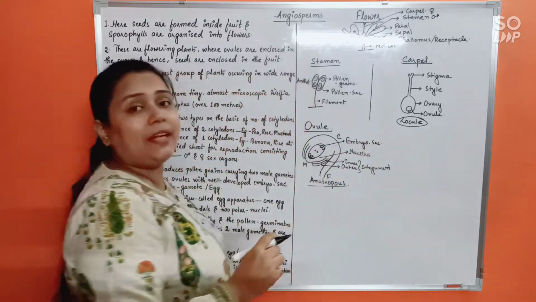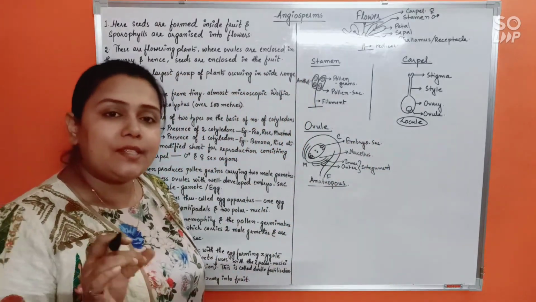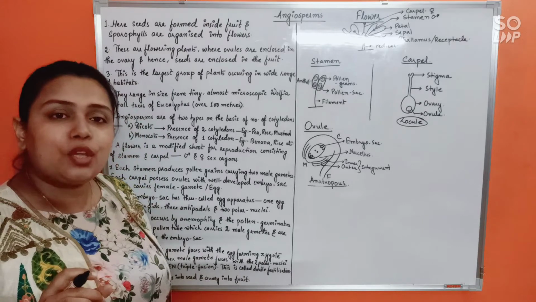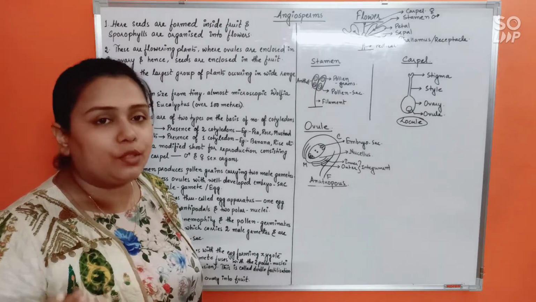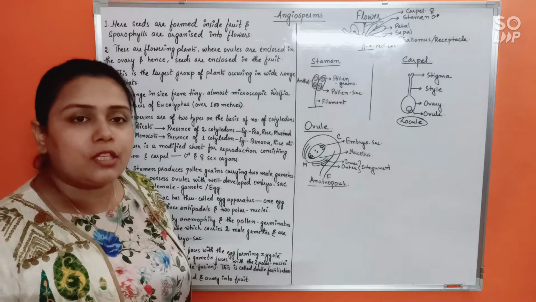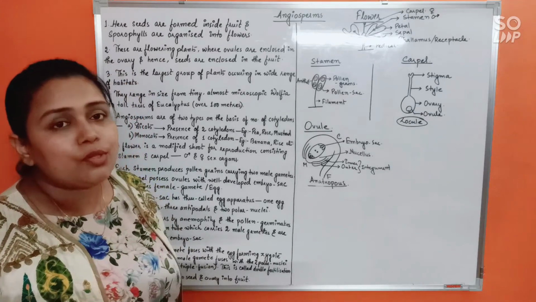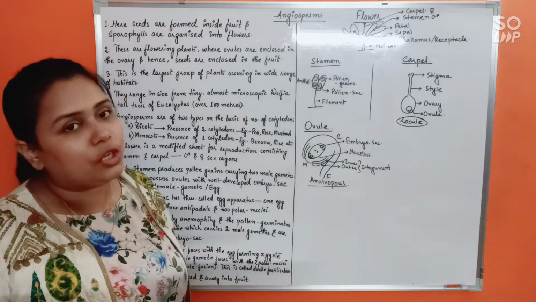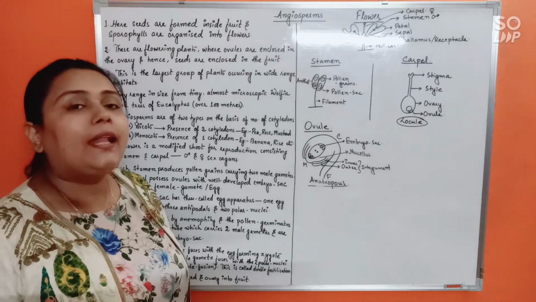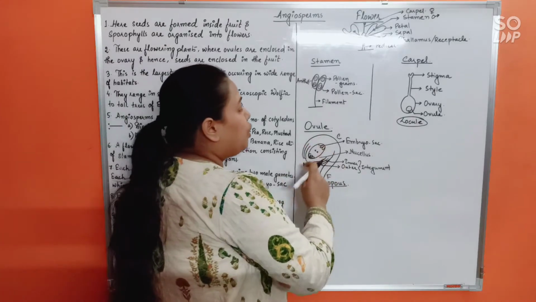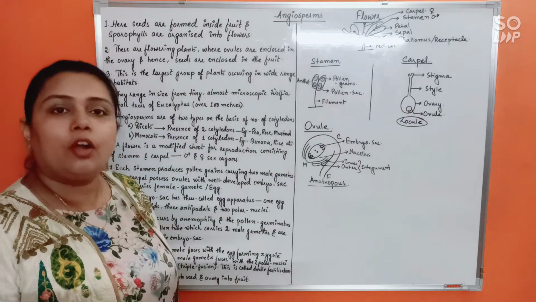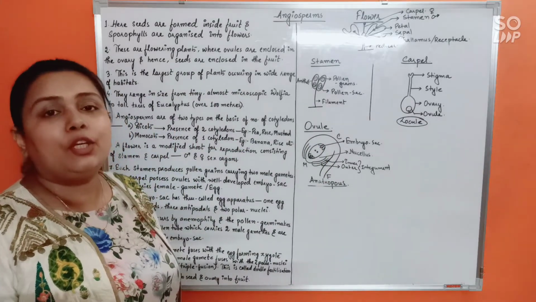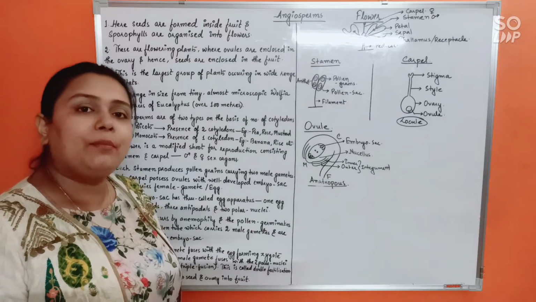How does the embryo sac develop? One of the specialized cells of the nucellus is specialized to form a megaspore mother cell, which will undergo meiosis, giving rise to 4 megaspores, out of which 3 will degenerate and 1 will survive, and that will give rise to this whole well-developed embryo sac of the angiosperms. Alright, so now let us have a look at the structure of embryo sac.